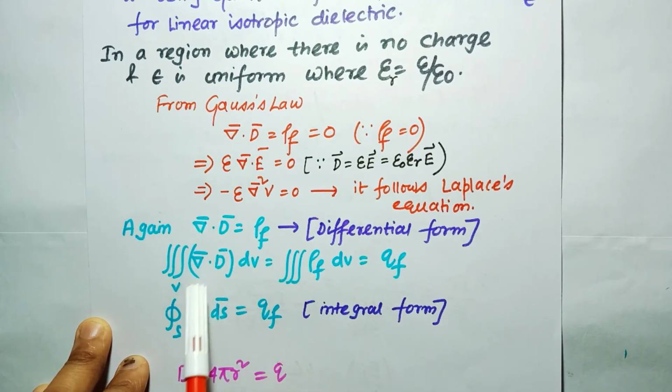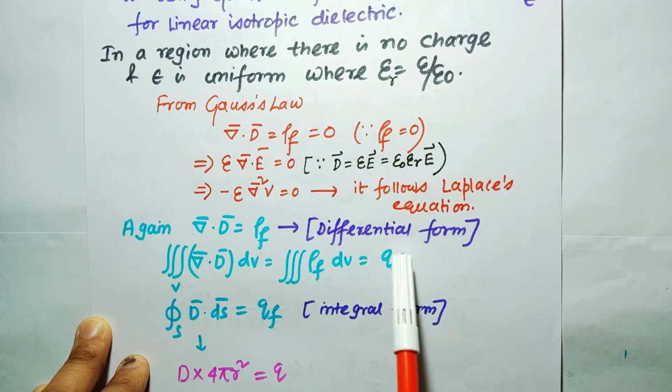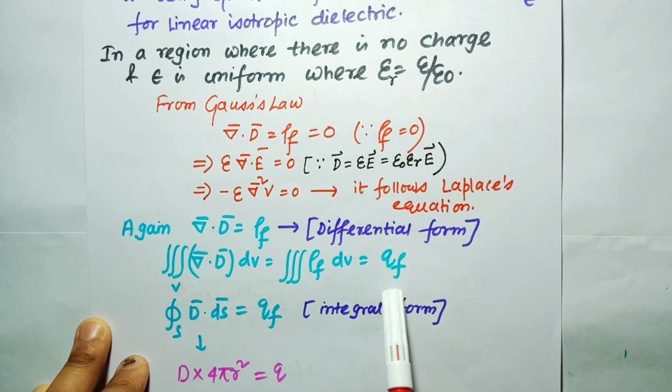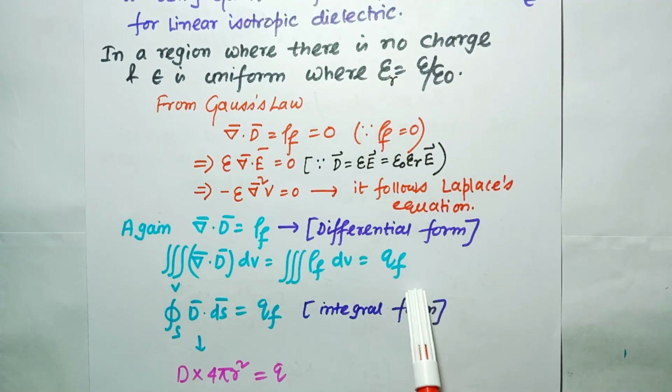Now if I take the volume integral on both sides, the integral of divergence of D times dV over the whole volume is equal to the integral of rho f times dV. It means that inside the dielectric, if I place some charge, this is Q_f. This is the charge placed inside the dielectric medium. On the left hand side, from the divergence theorem, I will get the closed surface integral of D dot dS is equal to Q_f. This is the differential form and this is the integral form. I will repeat again that Q_f is the charge I place inside the dielectric.